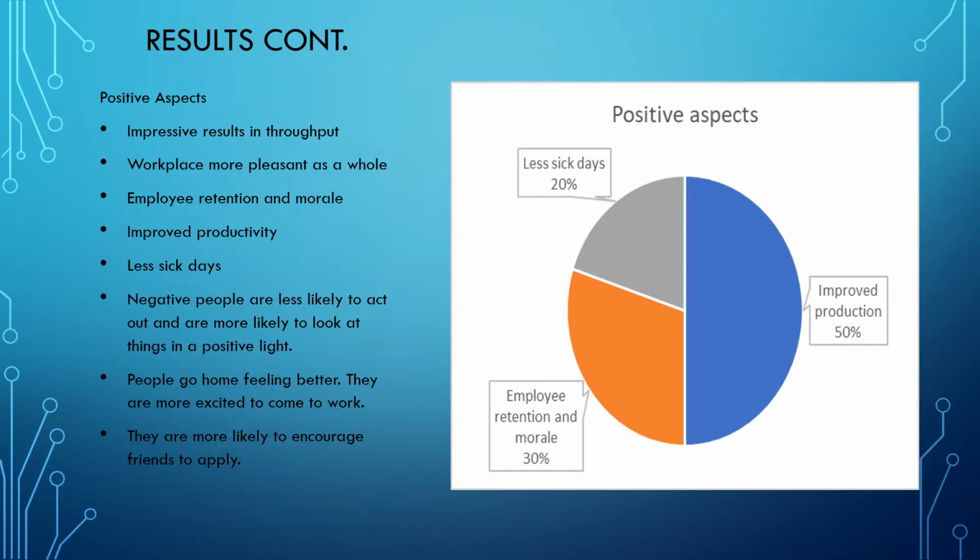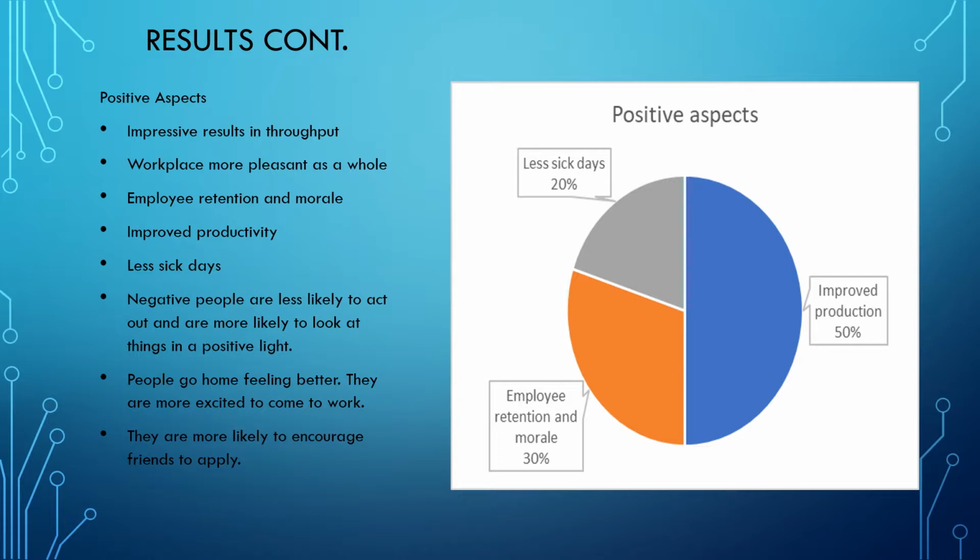So what are the positive aspects? Impressive results through throughput. The workplace is more pleasant as a whole. Employee retention and morale is up. There is improved productivity, less sick days. Negative people are less likely to act out and more likely to look at things in a positive light. People go home feeling better about what they did during the day, and they're more excited to come to work the next day. And they're more likely to encourage their friends to apply.